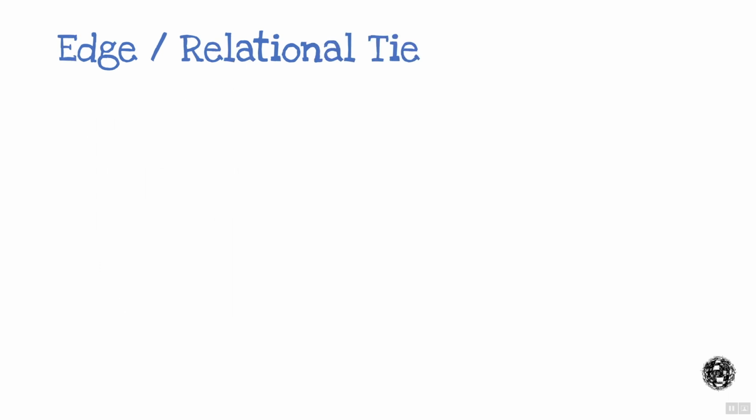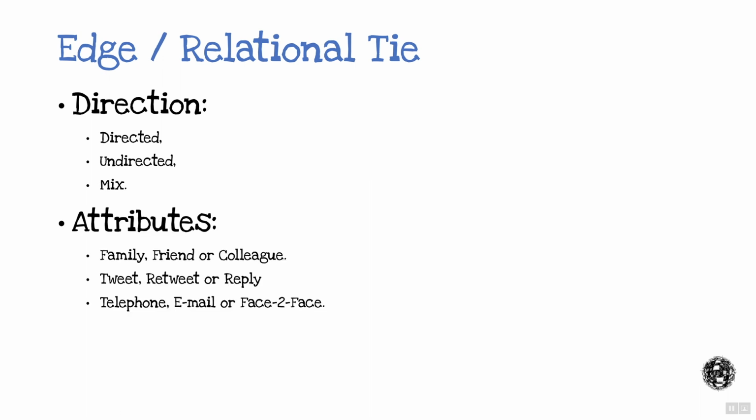Okay, the next important aspect of the social network is the edges or relational tie. And there are three ways that you can portray this. So first, they can be directed, they can be undirected, or they could be a mixture of both directed and undirected. And I'm going to show you some examples of those in a second. But like the nodes, they can also have attributes associated with them. So a relationship tie could be family or friend or colleague. It could be, if you're doing something with Twitter, a tweet, retweet or reply in some sort of communication.